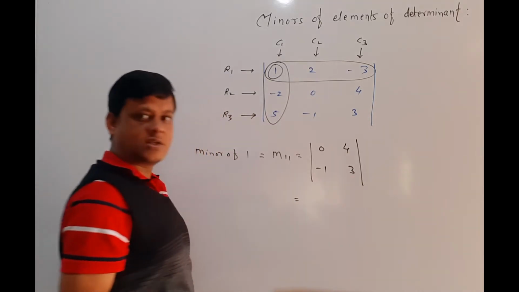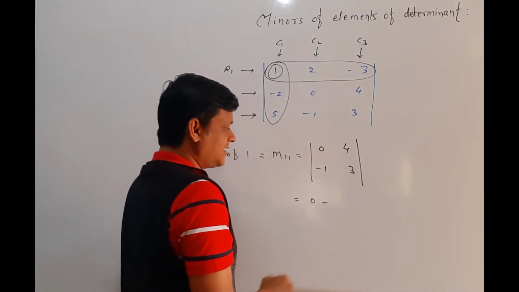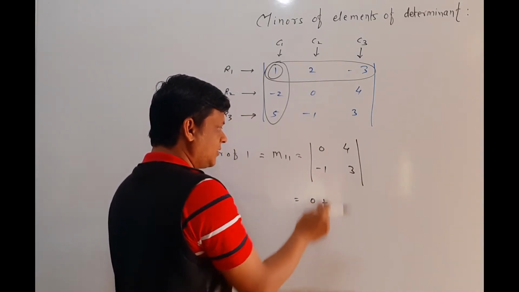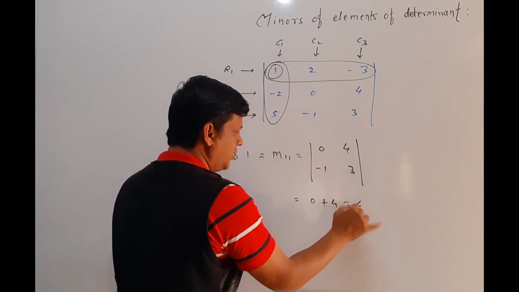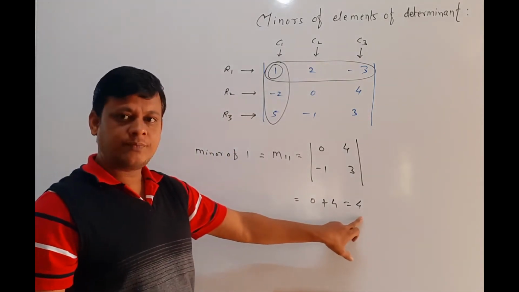So we solve this determinant. 0 into 3 we get 0, minus, this minus sign, so minus minus plus 1 into 4, we write 4, which equals 4. That means the minor of 1 is 4.